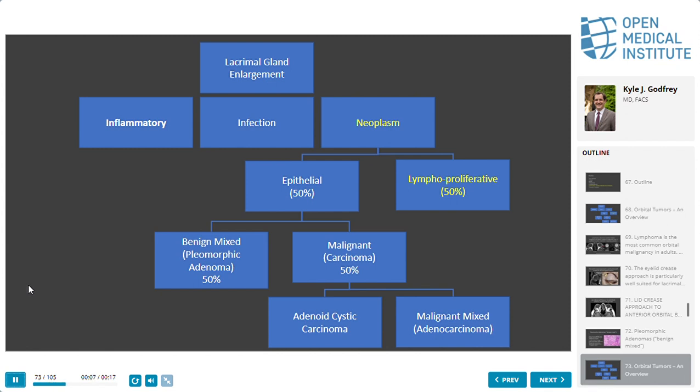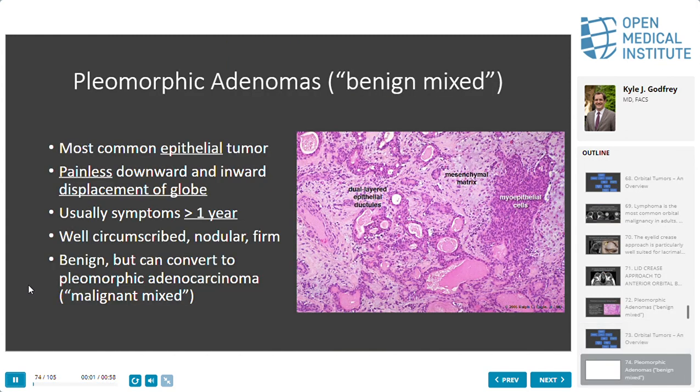Now within the epithelial category, we're going to talk first about the benign mixed tumors, BMTs or pleomorphic adenomas. These are probably the most common epithelial tumor, and they're an important tumor to know for a few reasons.